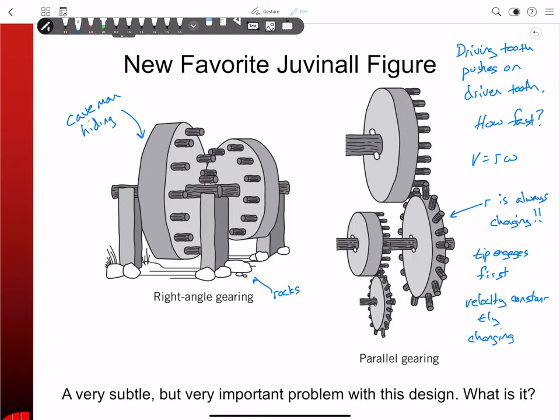So even though maybe the driving one here is at a constant velocity, it's going to be pushing this one at a not constant velocity, right? So it's going to be going fast, slow. And if there's two teeth trying to engage at the same time, which speed does it go, right? So that's going to cause problems. And while this would work, it would be very rough, very inefficient, and things would break, right? The little log stick teeth here would eventually break off.